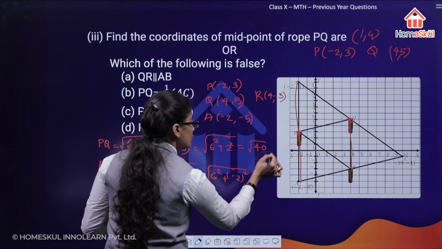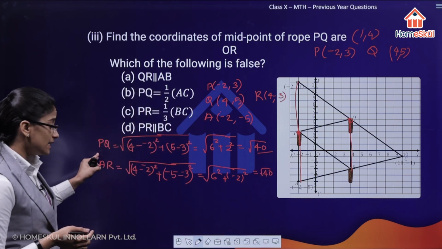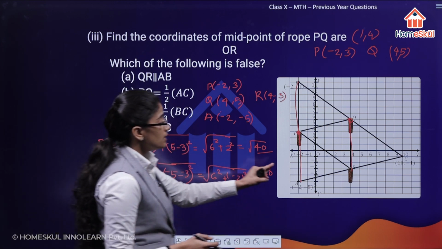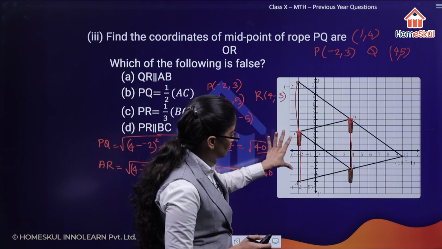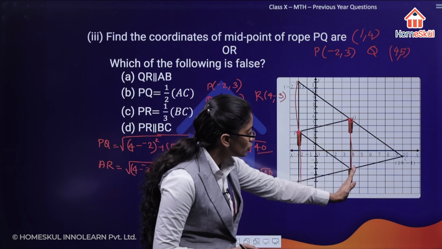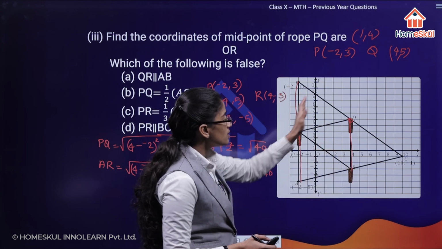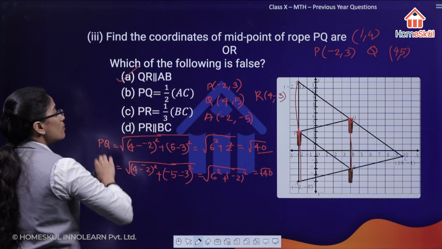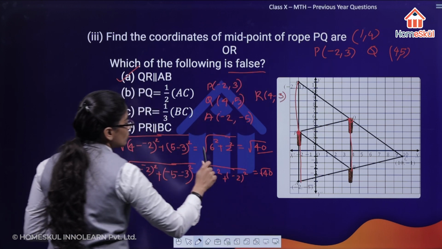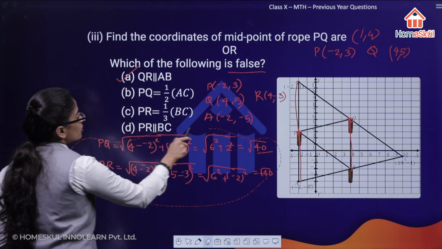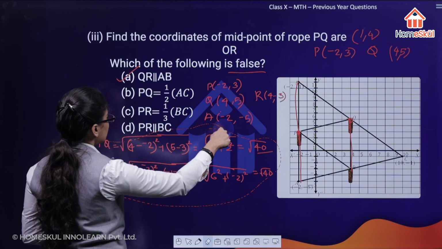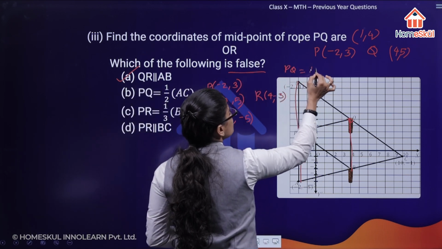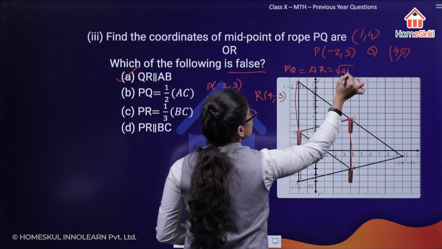That means here also we are getting root 40 units, and the distance between PQ and the distance between AR is root 40 units, which means these two lines are parallel. That is AP is parallel to QR. Therefore we could say that AB is parallel to QR. Okay. Therefore, the first option is correct. They are asking for which is incorrect. Now, moving on to the second part. Here we are getting PQ equal to AR equal to root 40 units.